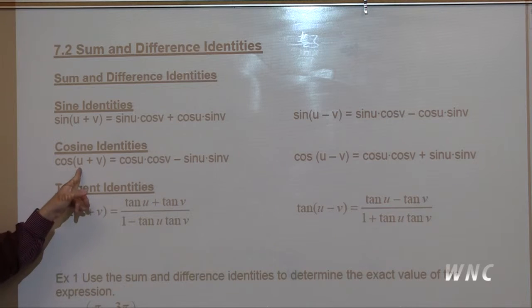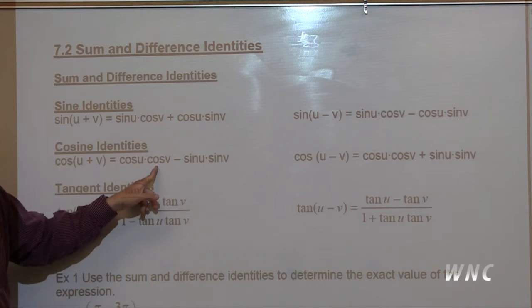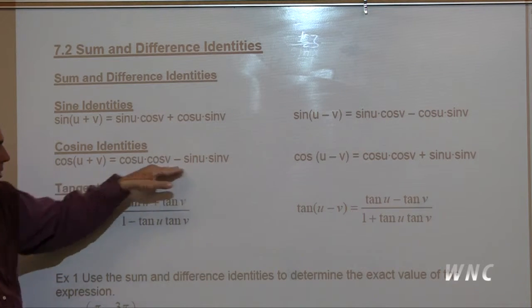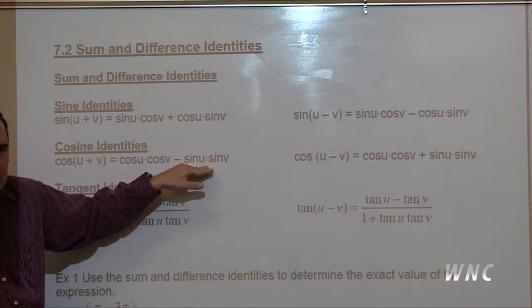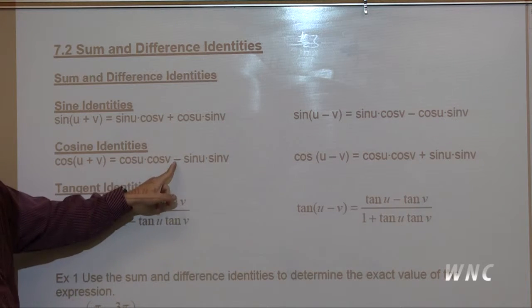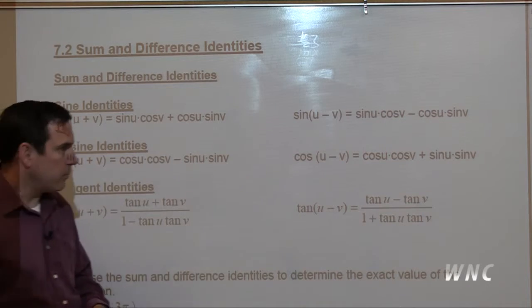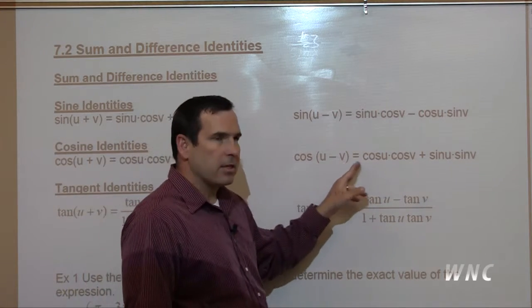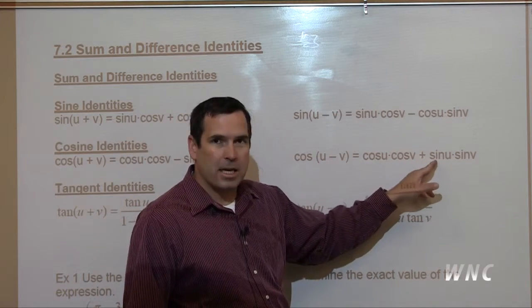Cosine identities. Cosine of u plus v is cosine u cosine v minus sine u sine v. So notice this one has the cosines together and the sines together, but for the sum, it's a minus here. Cosine of u minus v is cosine u cosine v plus sine u sine v.